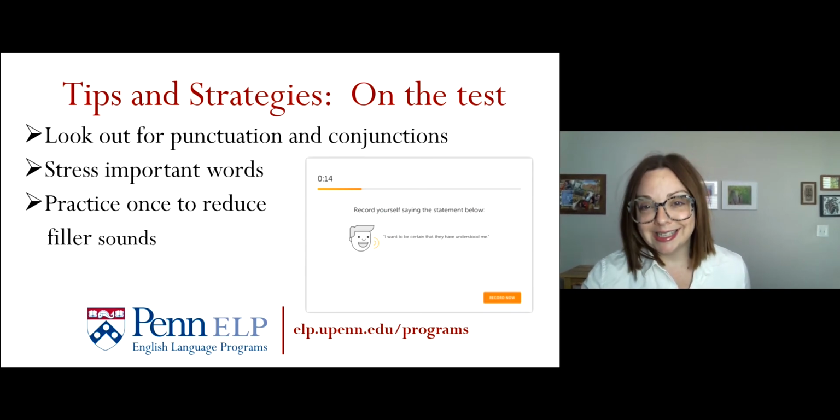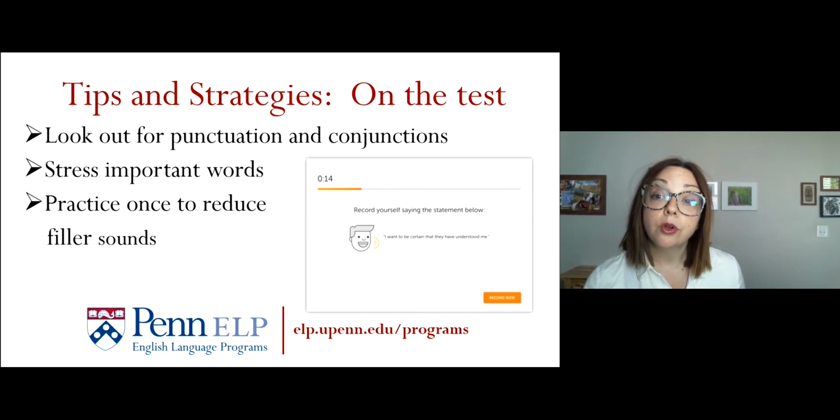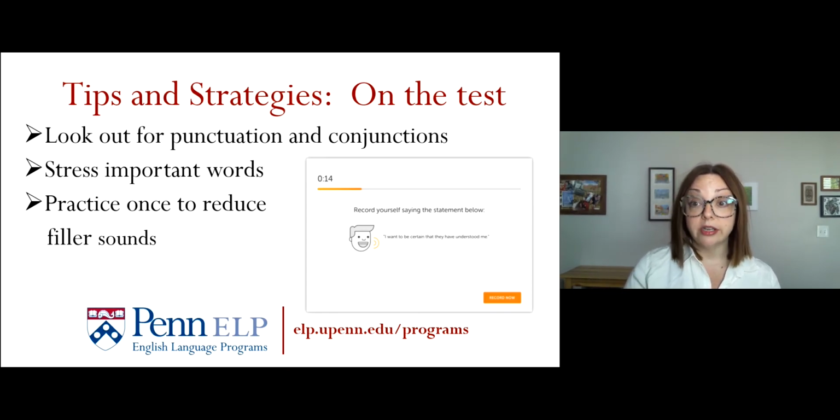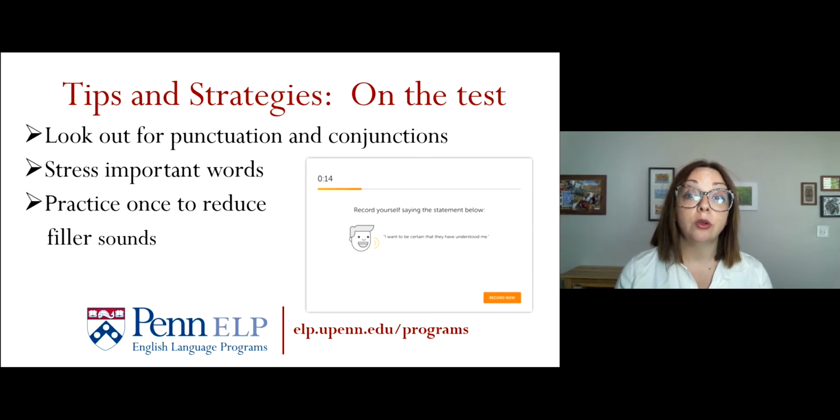Also, read it exactly as it's written. Practice it once aloud before you record because you want to make sure you don't add any extra sounds. Like sometimes people might add an ing sound to a verb that doesn't need it, or long pauses between words. The first time you read something, you might be focusing on what you're saying, but the second time you read something, you can focus on how you say it. These are just a few strategies to help.